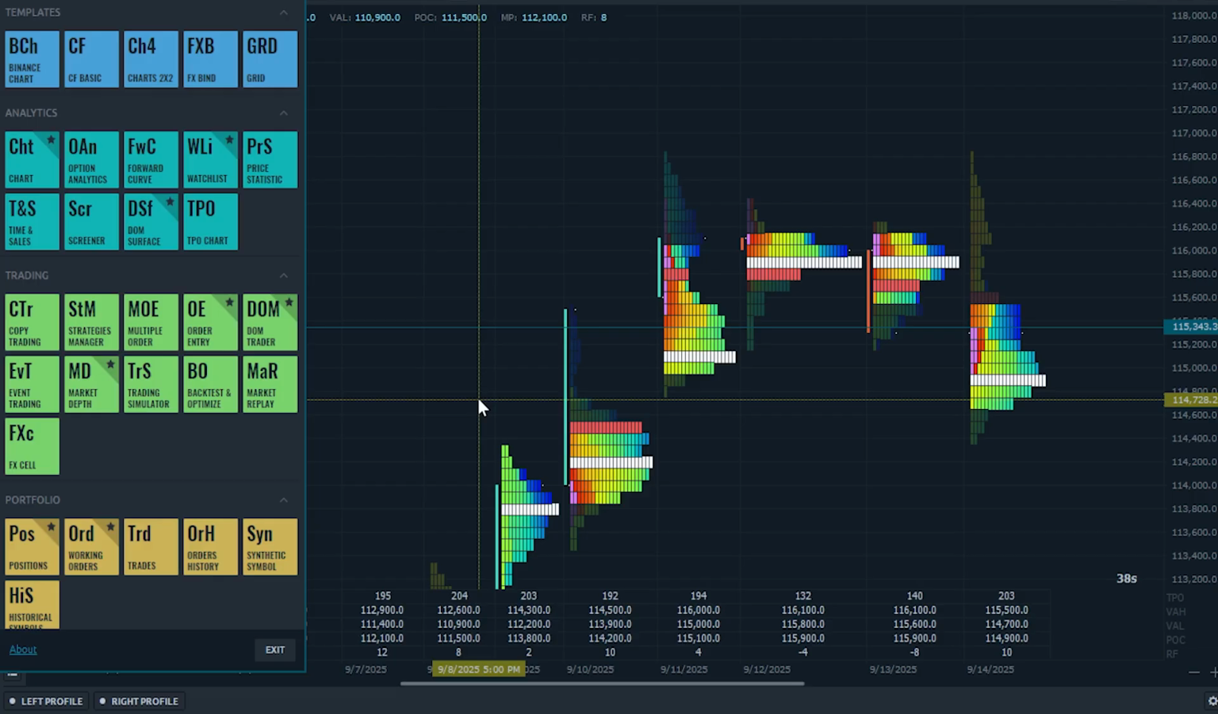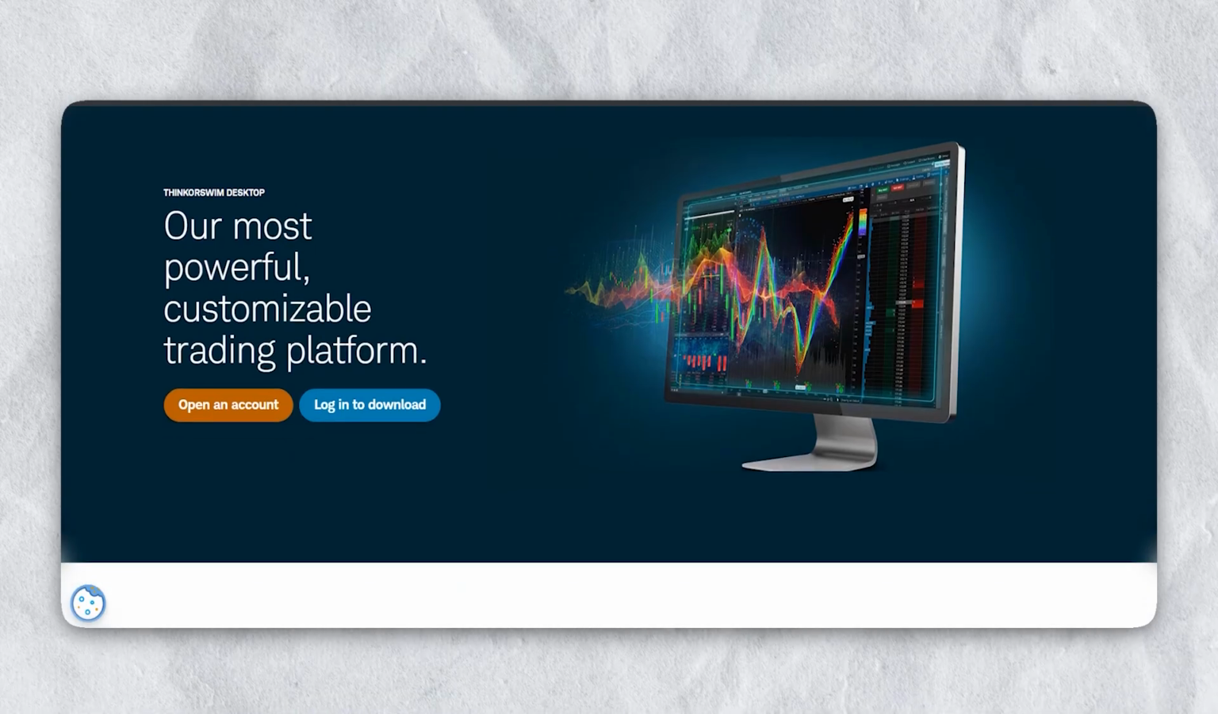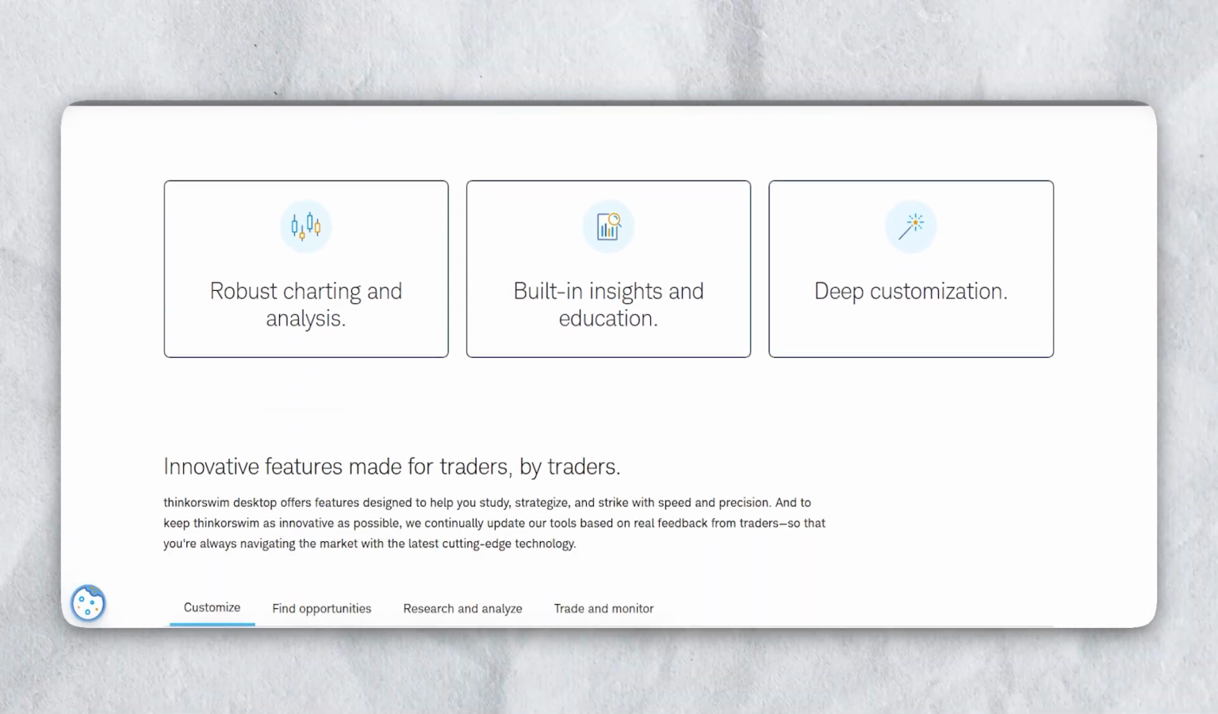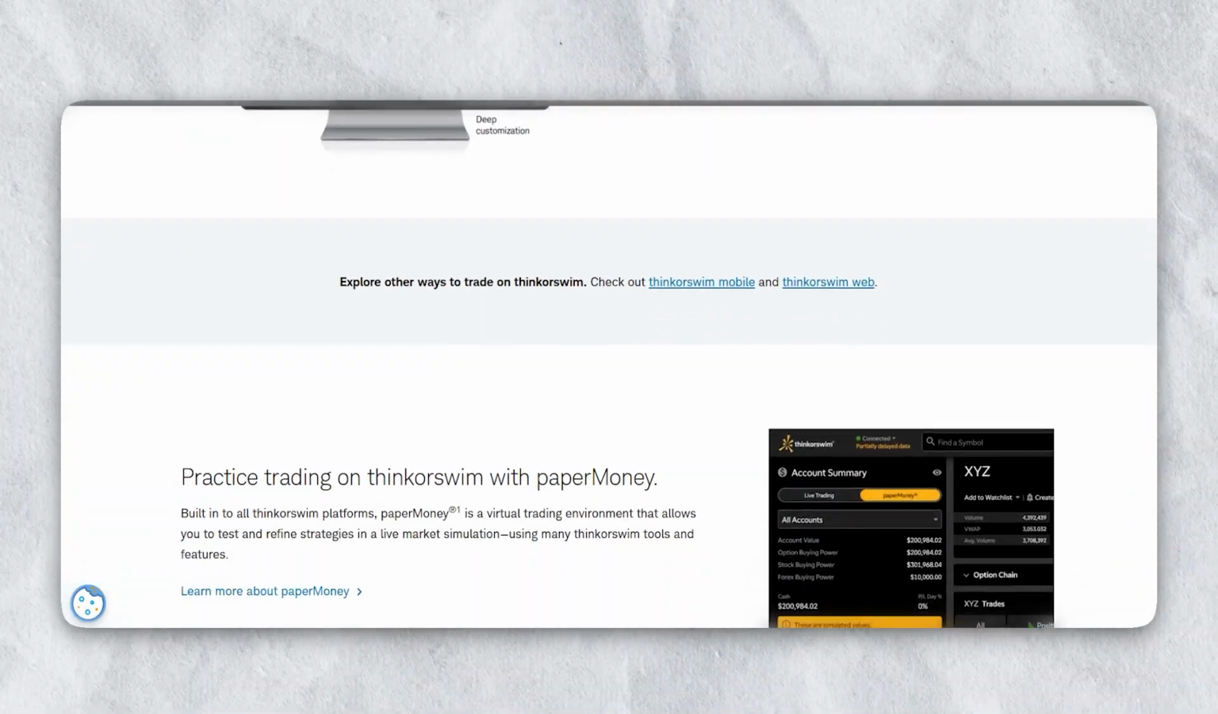And that's something that really sets Quantower apart from maybe a more user-friendly platform like TradingView or even Thinkorswim, although I would say that Thinkorswim overall has a steeper learning curve for most of its features than Quantower does.